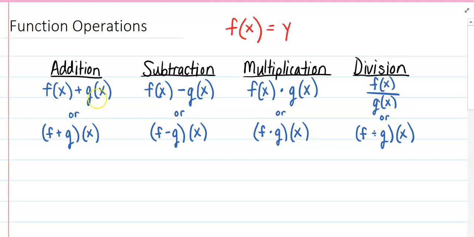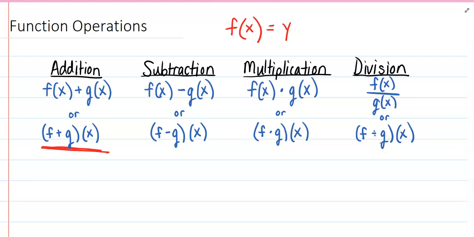Now, sometimes we use kind of a shorthand notation, and that's the one I want to get you a little more familiar with. That's this right here. Sometimes instead of writing f of x plus g of x, we just put in parentheses f plus g, and then have the x next to it. Means the same thing. So don't get confused by these two different notations you're seeing. They really mean the same thing. I just want you to be familiar with both of them.